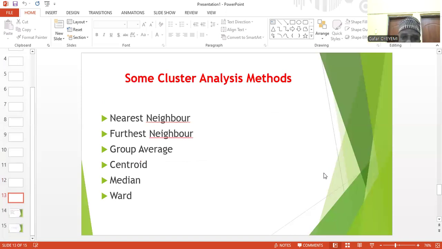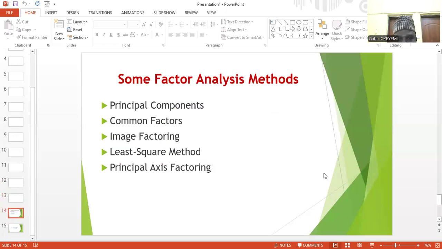So we look at some cluster analysis methods. We have nearest neighbor, furthest neighbor, group average, centroid, median, and Ward's method of cluster analysis. And for the methods of factor analysis, we have the principal components analysis method, the common factors method, image factoring, least squares method, and principal axis method.